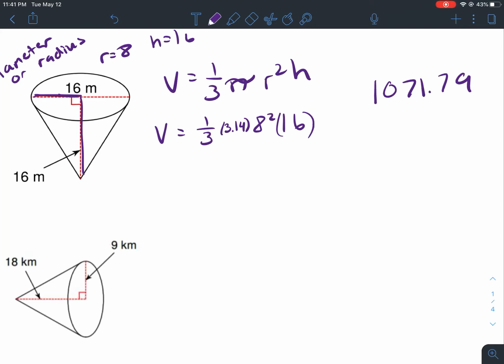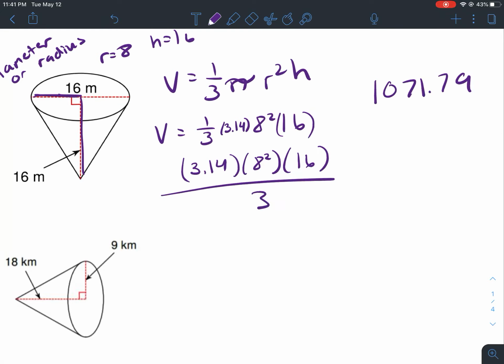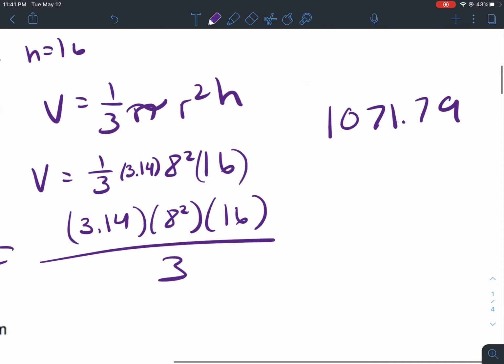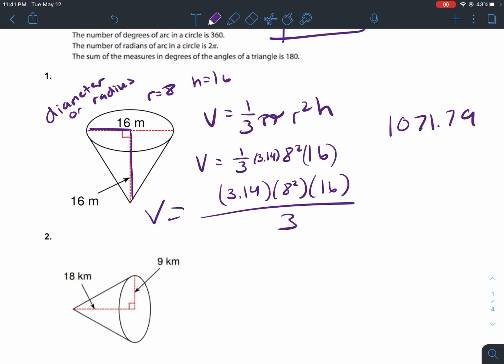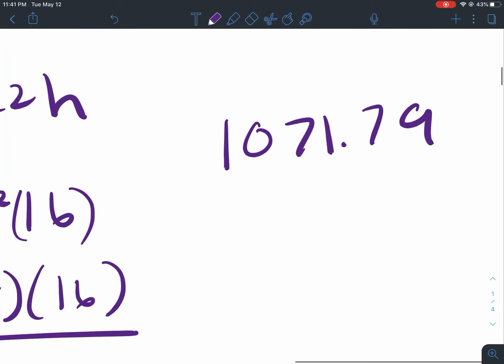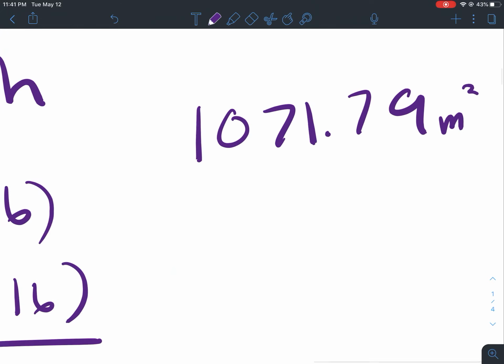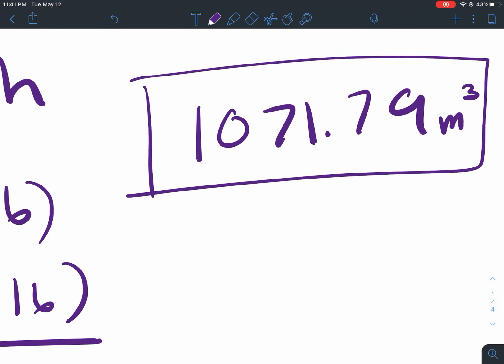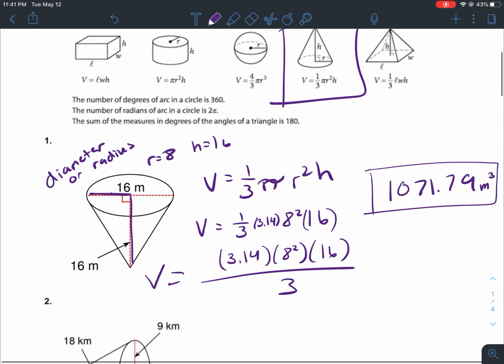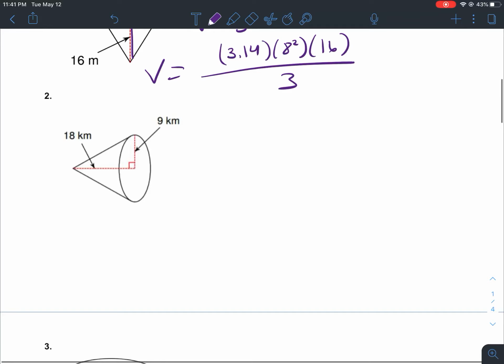Now, quick thing, if you are using a phone calculator, it might be a little bit easier to plug it in this way. Instead of plugging in 1/3, plug in 3.14 times 8 squared times 16, and then just divide it by 3. That is another way to do this. You should get the same answer no matter which way you do. And of course, I need units. You need units on your test. This is volume. Volume should be cubed. So this was meters, so it's going to be 1071.79 meters cubed. I didn't specify how to round it, so round it how you please.